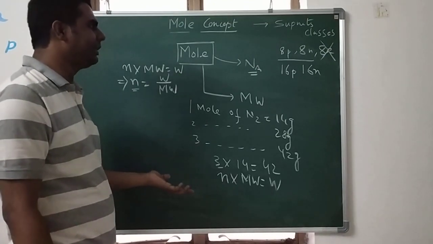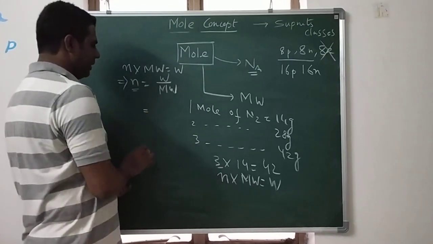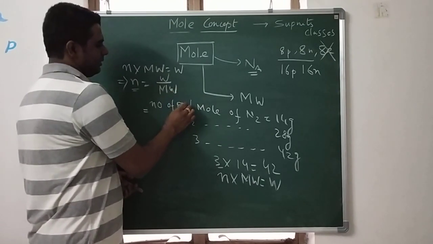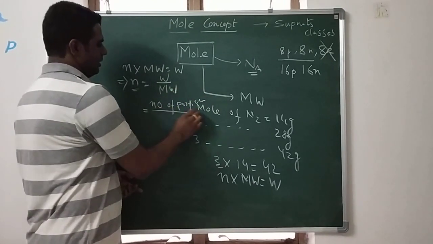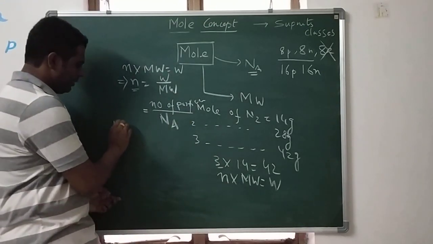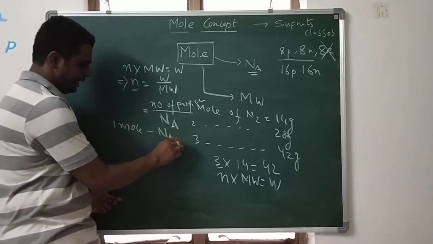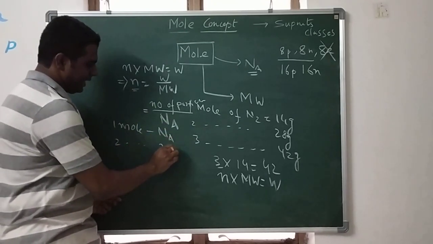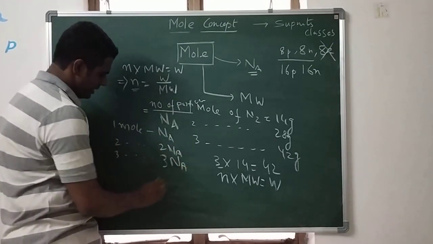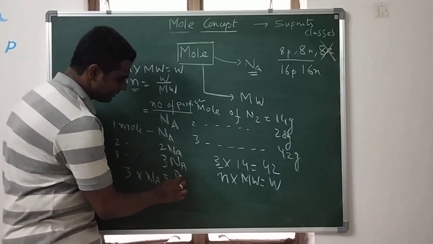Just beforehand we have studied that number of moles is related to Avogadro's number. So we can also write number of moles is equal to, if some number of particles is given, the number of particles divided by Avogadro's number, that also will give you number of moles. Why? Let us see. If there is 1 mole, then how many molecules are there? Na, right? 2 mole, 2 Na, 3 mole, 3 Na. So if you see, I have multiplied 3 into Na and I have got particles.